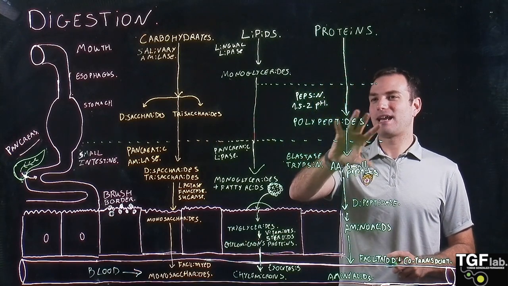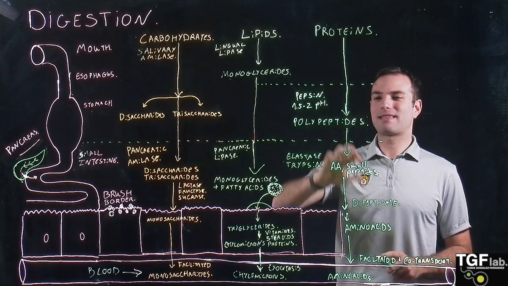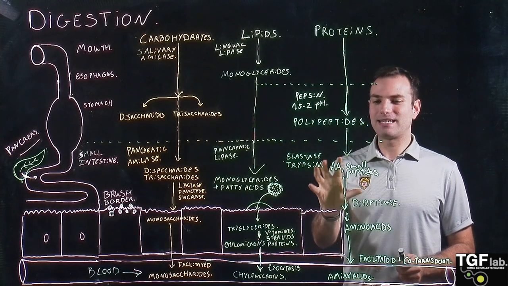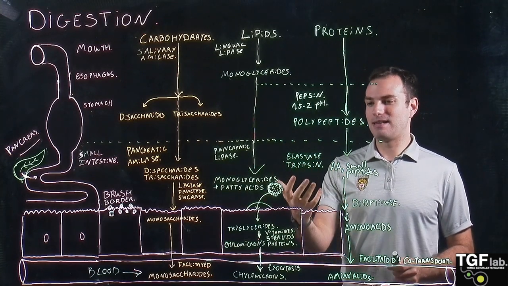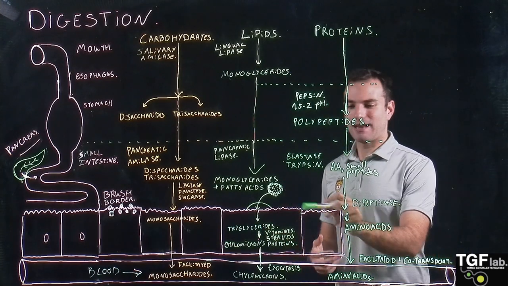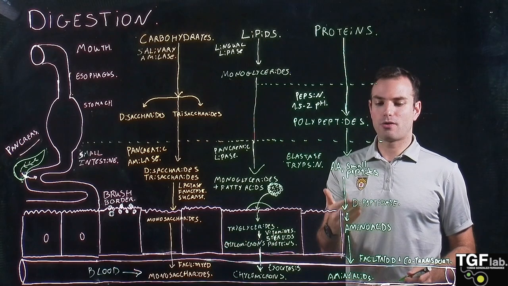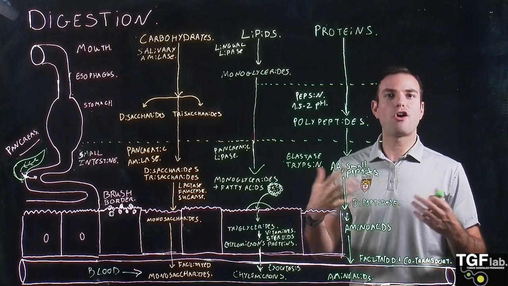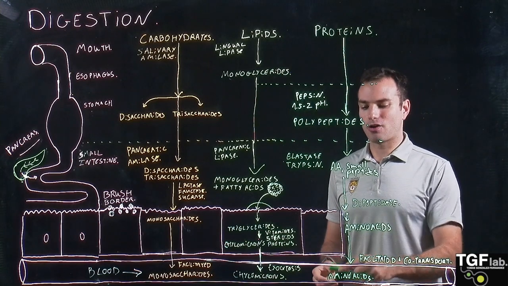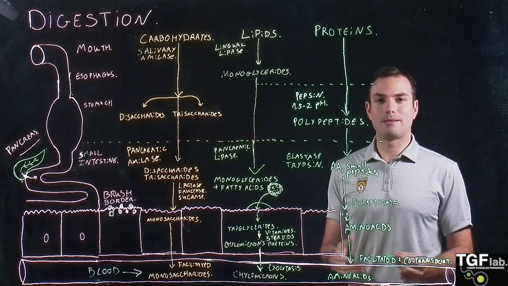Proteins are a bit different, right? The protein digestion starts here in the stomach, thanks to pepsin. And then we have further digestion in the small intestine with the elastase and the trypsin and other enzymes. And then finally here at the brush border, we have the dipeptidase that is going to further digest all the small peptides into amino acids that are going to be released into the bloodstream.